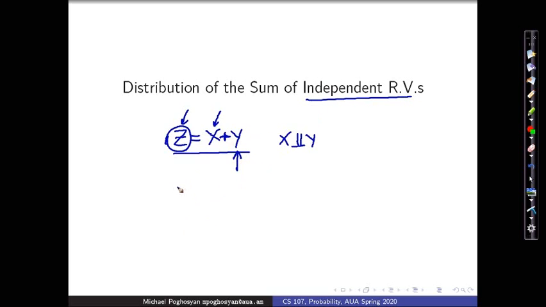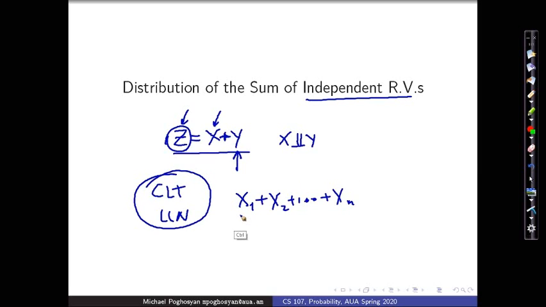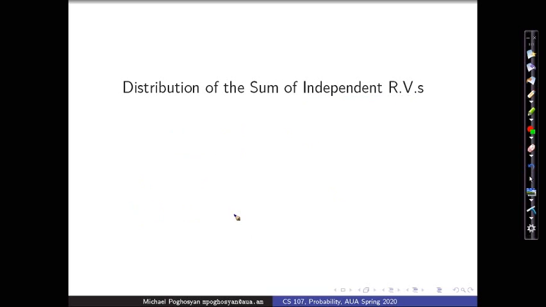By the way, the central limit theorem and the law of large numbers both talk about the distribution of this kind of sum, where x1, x2, xn are IID, so they are independent. So we have an independent sum of random variables, and they all have the same distribution. Later we will learn about the central limit theorem and law of large numbers. But at this moment, let's talk about the sum of two random variables.